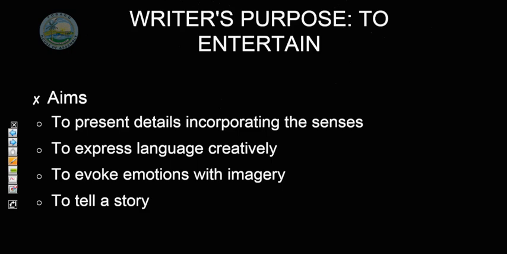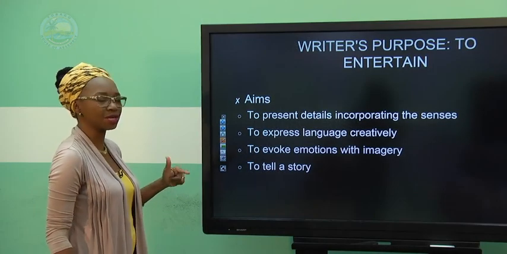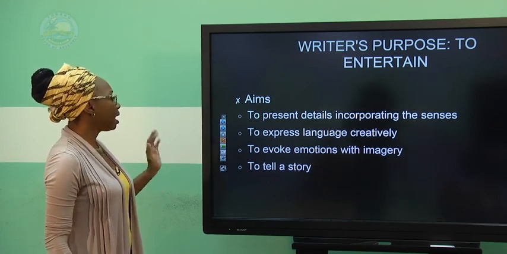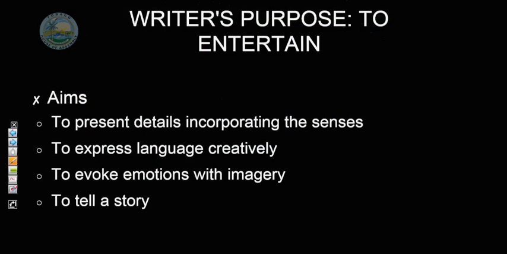The third and final slice of the pie that we're looking at here is writing to entertain. It's my favorite kind. The aim is usually to present details incorporating the 5 senses. These are details that should appeal to the sense of smell, taste, touch, hearing, and seeing. It aims to also express language creatively and to evoke emotions with imagery, as well as to tell a story.